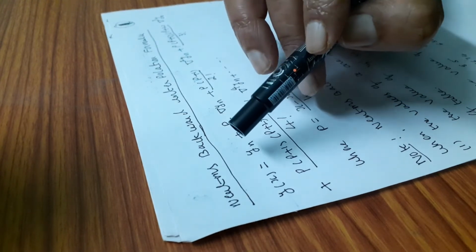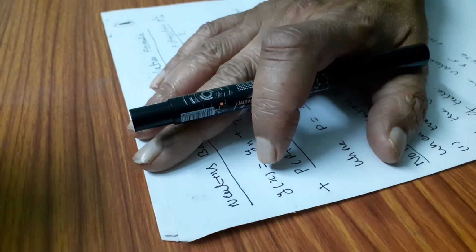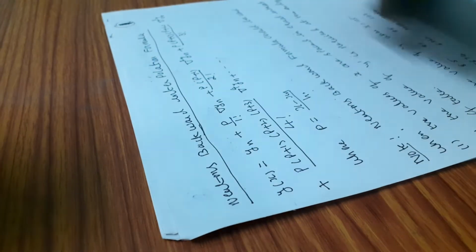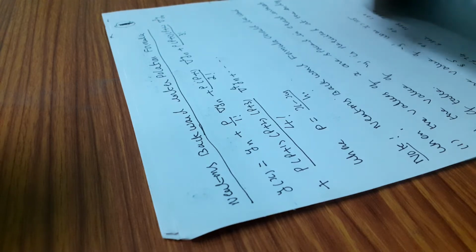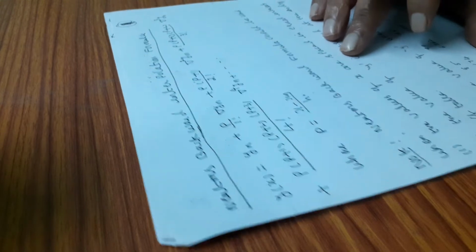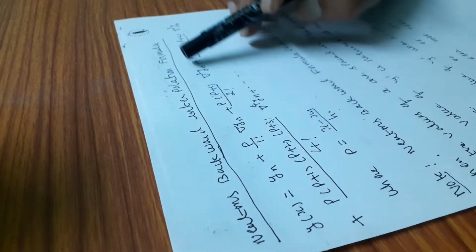Now I am telling you a new formula called Newton's backward interpolation formula, which should be used when the value of y is required at the end of the table, and same as the previous method, the values of x are spaced in equal intervals. So this is Newton's backward interpolation formula.